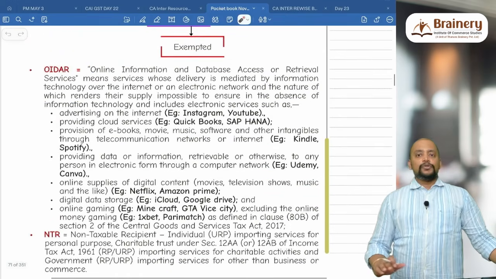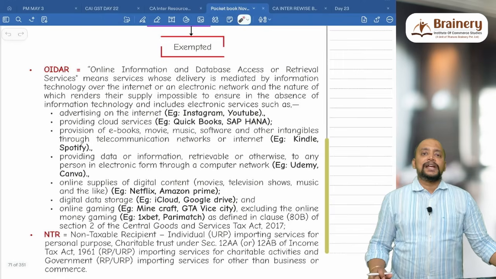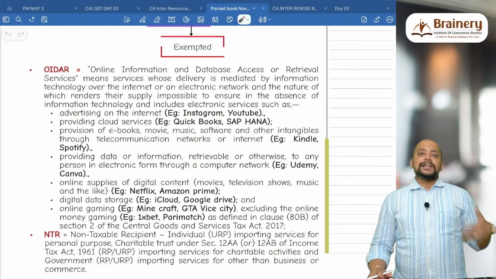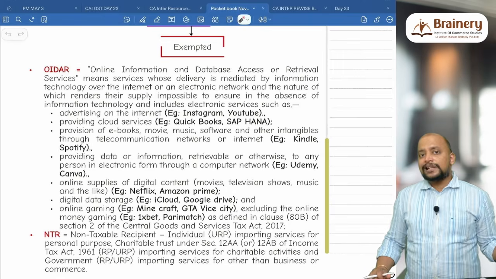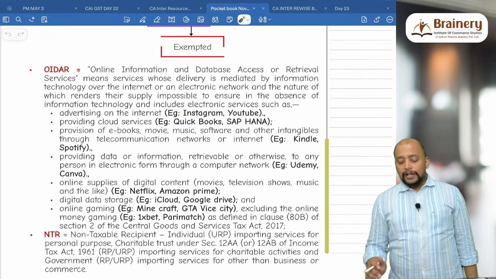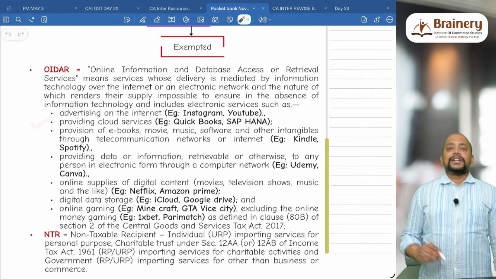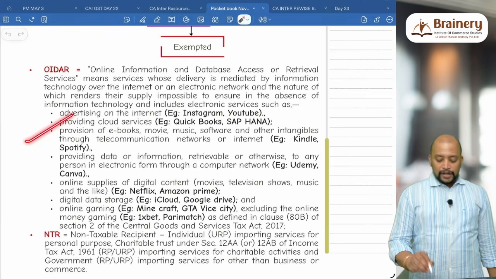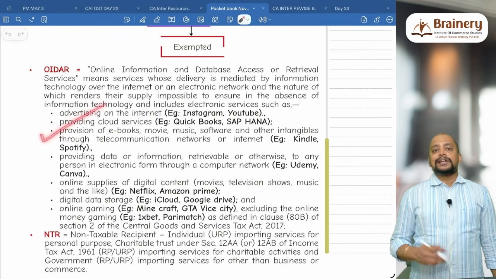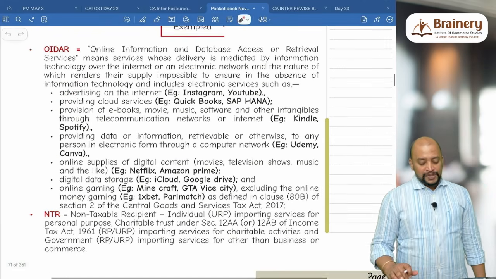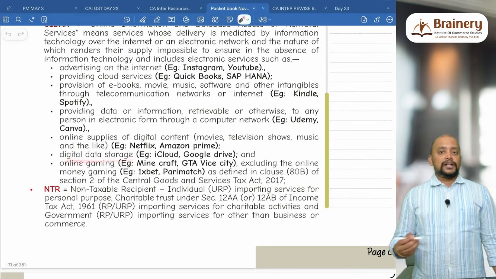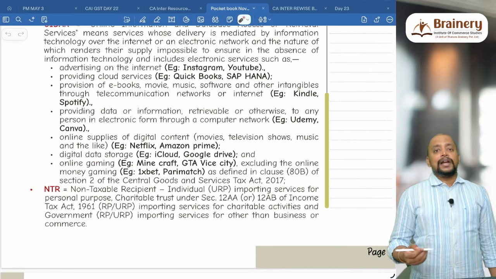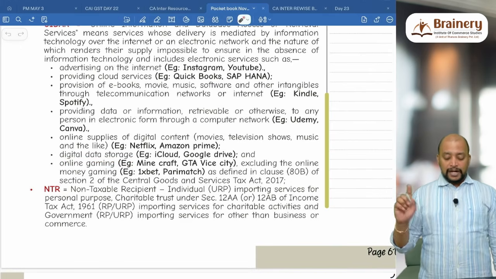So what is the meaning of OIDR service? Any service which takes place online and is mediated by information technology over internet, then it is OIDR services. It includes digital marketing, that is advertising through internet, providing cloud services and e-books, content, OTT platforms, or digital data storage like cloud storage, and includes even online gaming, not online money gaming but online gaming.